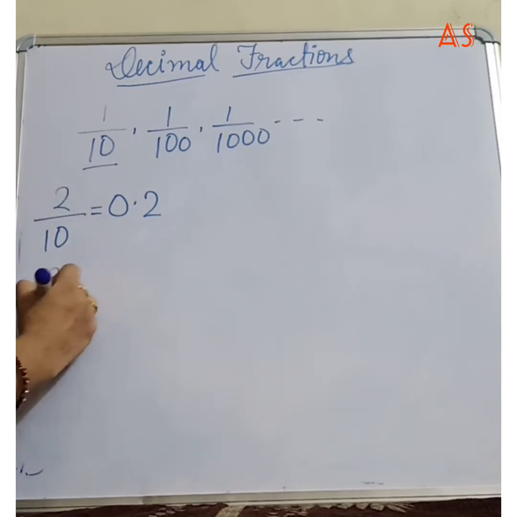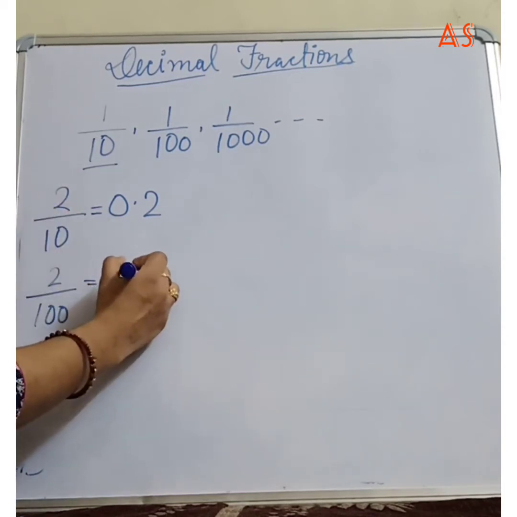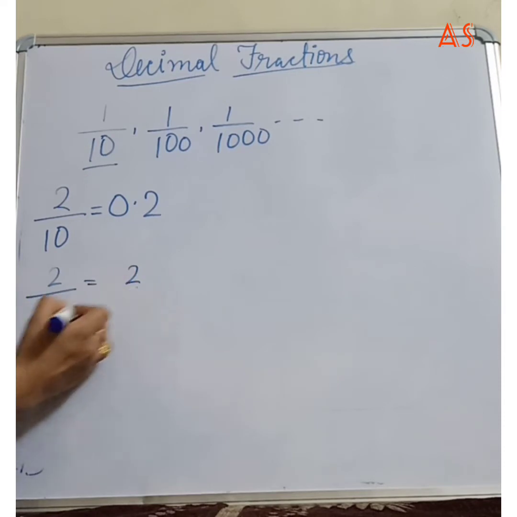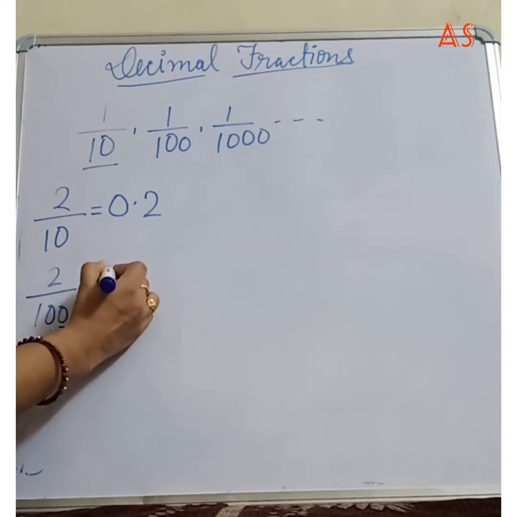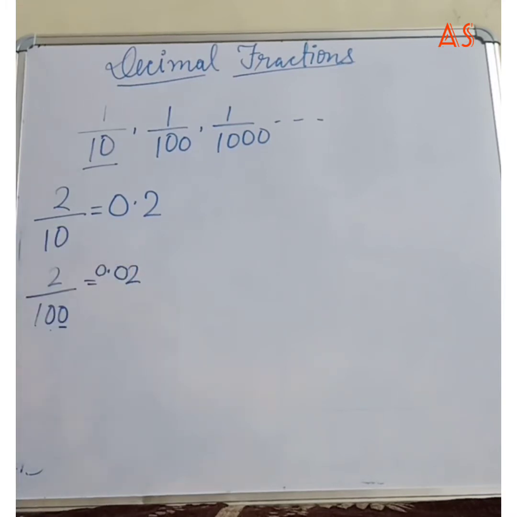Suppose 2 upon 100. So here 2 places. Here 2 zeros means we can shift the decimal 2 places. But we don't have any number to keep here. So in the decimal we can keep our 0. So firstly we write 2, then 1 place left 0, then 1 more 0 here, then we write 0.02. Before the decimal we can insert 0.